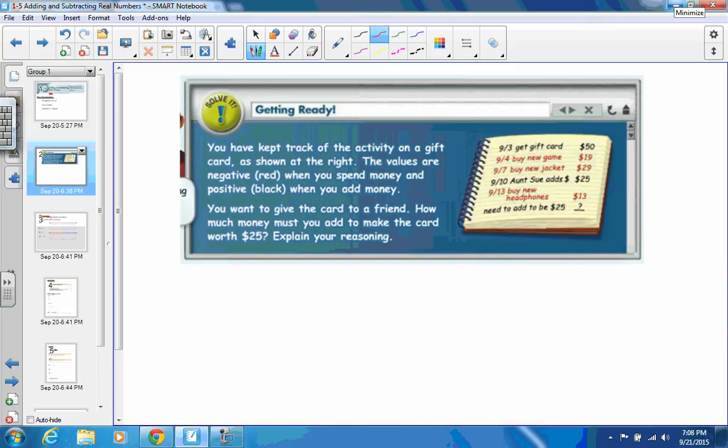It says the values are negative, or the red ones are negative when you spend money, and positive when you add money to this gift card. So the black ones are positive, adding to it. The red ones are negative, it means it's leaving. You want to give this card to a friend. How much money must you add to it to make sure that the card has $25 when you give it to her? And explain your reasoning.